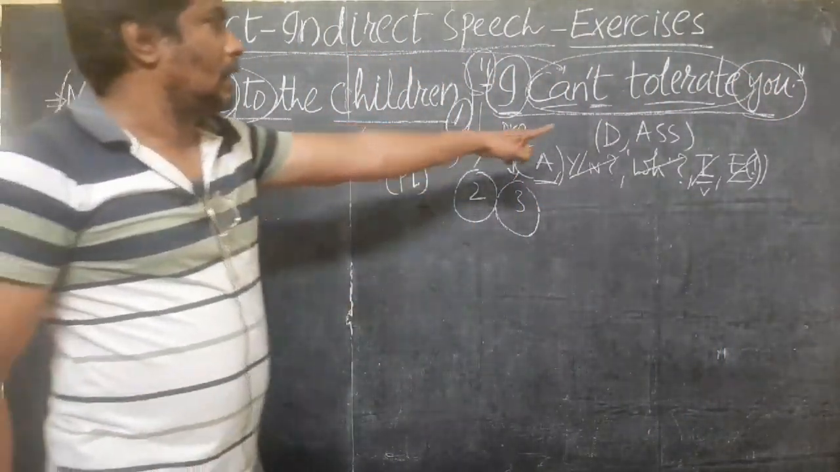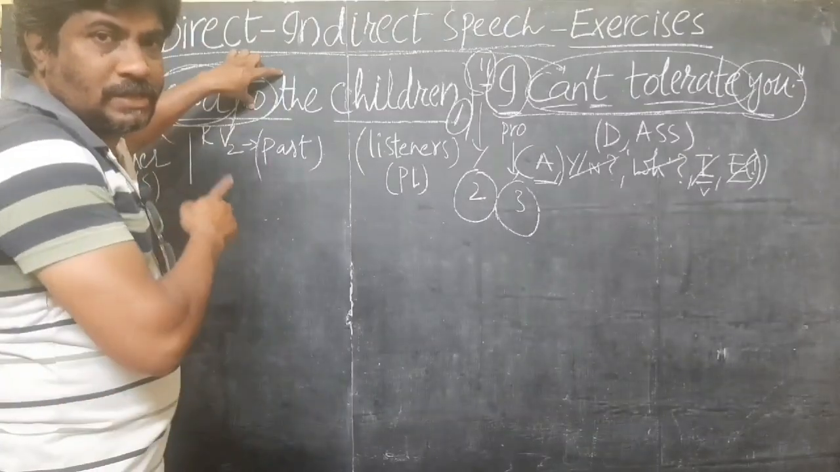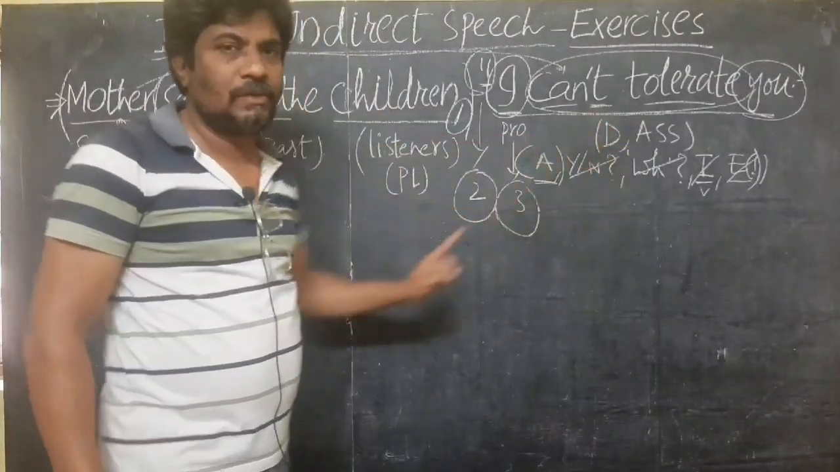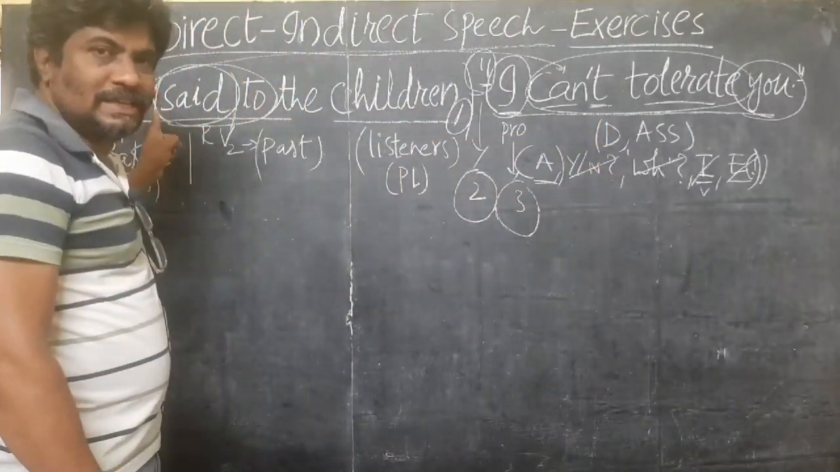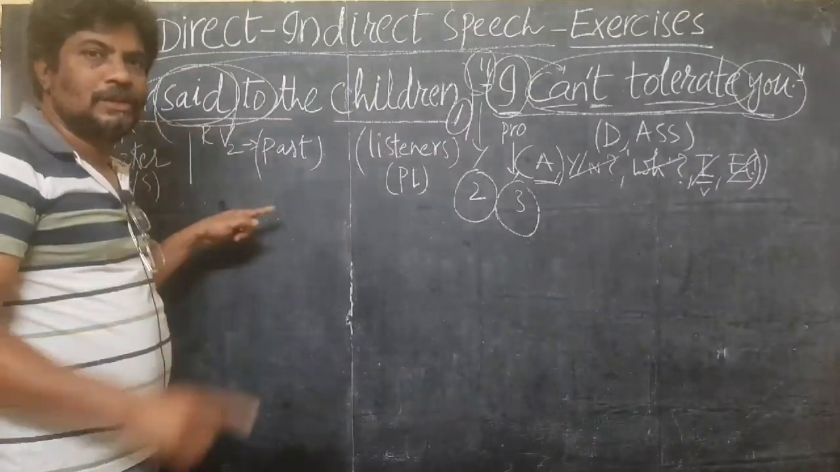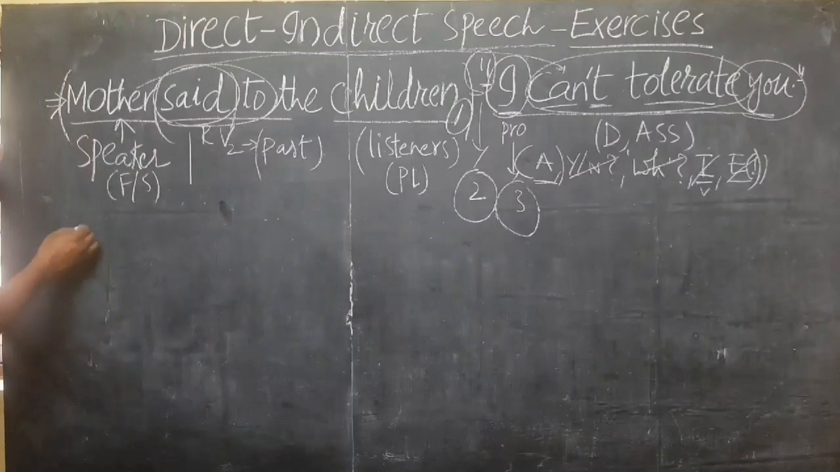So let's see this. The change in the reporting verb. The change in the reporting verb depends on the kind of sentence that is given here. As it is assertive, I've already told you, if said is given in the reporting verb, that remains said. If said to is given, said to changes to told. So here in this case, mother, the speaker never changes. Whoever is the speaker, you will write the same.